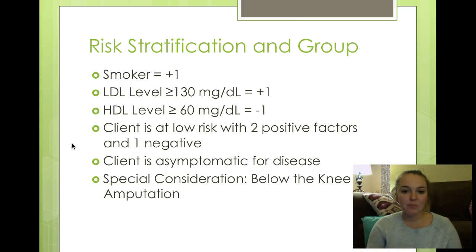Risk stratification and group. So he's a smoker, so that adds 1. His LDL levels are high, which adds 1, but his HDL levels are high, which is good. So he has 2 positive factors, but he also has 1 negative factor, so he only has one going against him. So he's at low risk still, being under 2. He's asymptomatic for disease, and a special consideration is that he had the below-knee amputation.